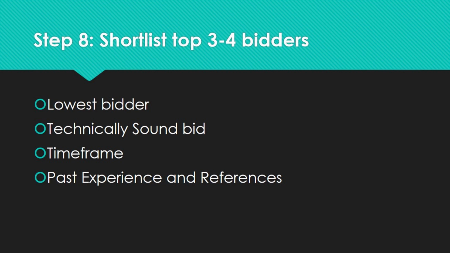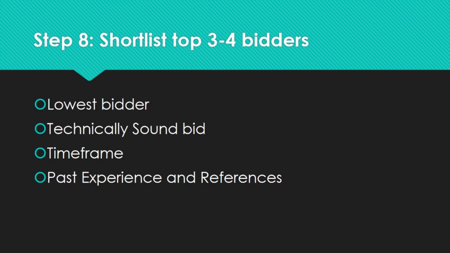The criteria for this is generally the lowest bidder is given the first priority simply because it will save a lot of money. You also evaluate which is the most technically sound bid which suits your specification. You also check what is the time frame the vendor has proposed for doing the work, whether it suits your timeline. Of course, past experience is also checked when you shortlist top 3-4 bidders.